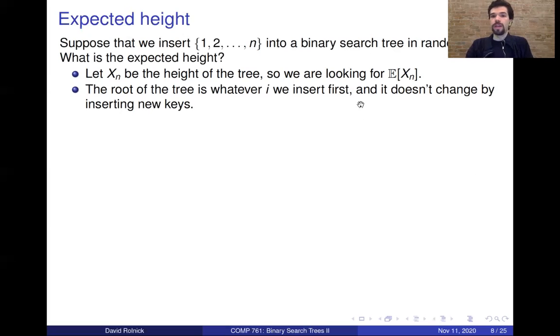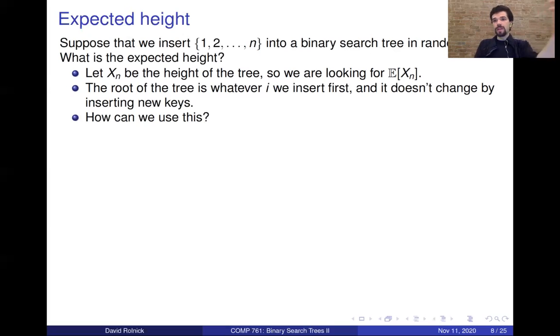Again, we don't know what the first thing is. We're putting them in random order. How can we use this, though? It could generate a highly unbalanced tree. Absolutely. So the root in expectation is the mean. That is correct. What can we do to work out the expected value of x_n?